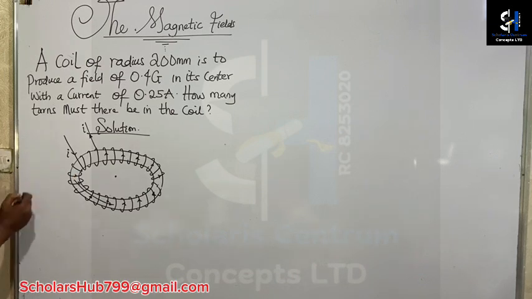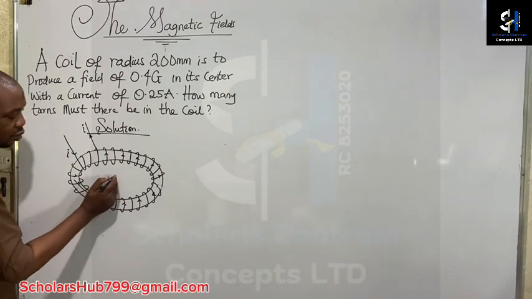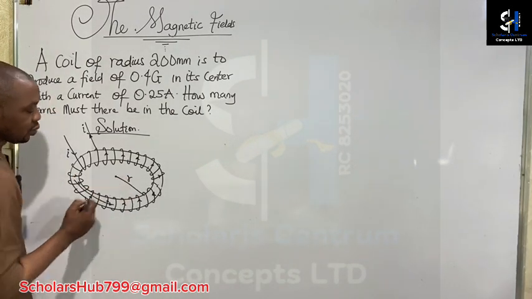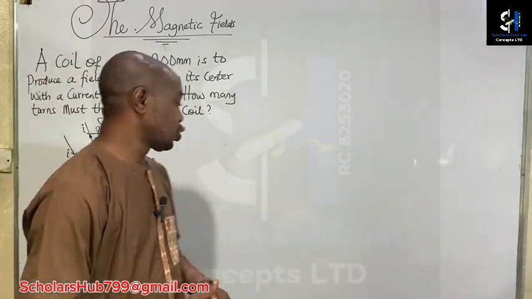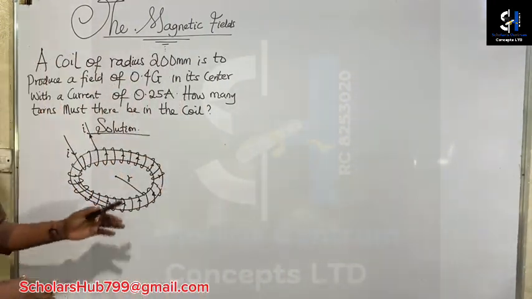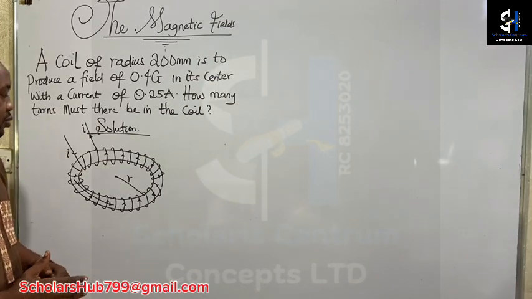Now let's look at that. From the center of the coil, the distance from the center to the surface or to the circumference is the radius. So that's mathematics.